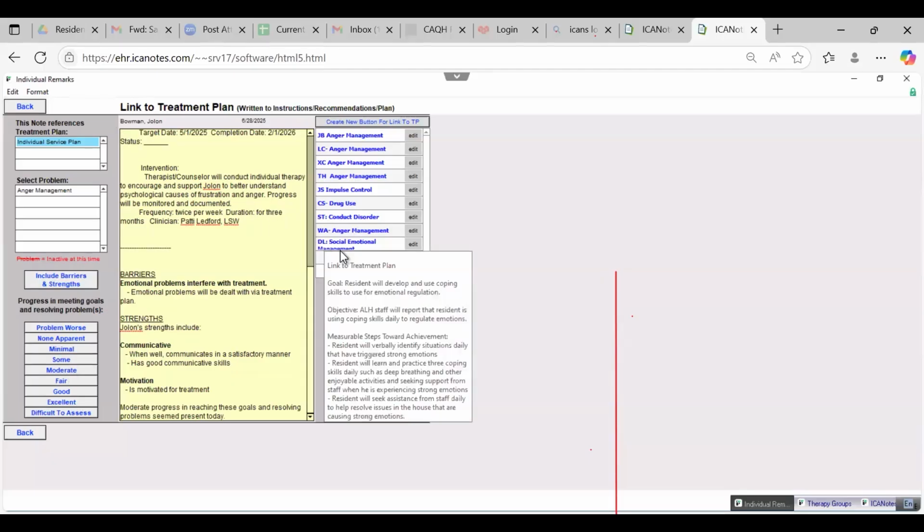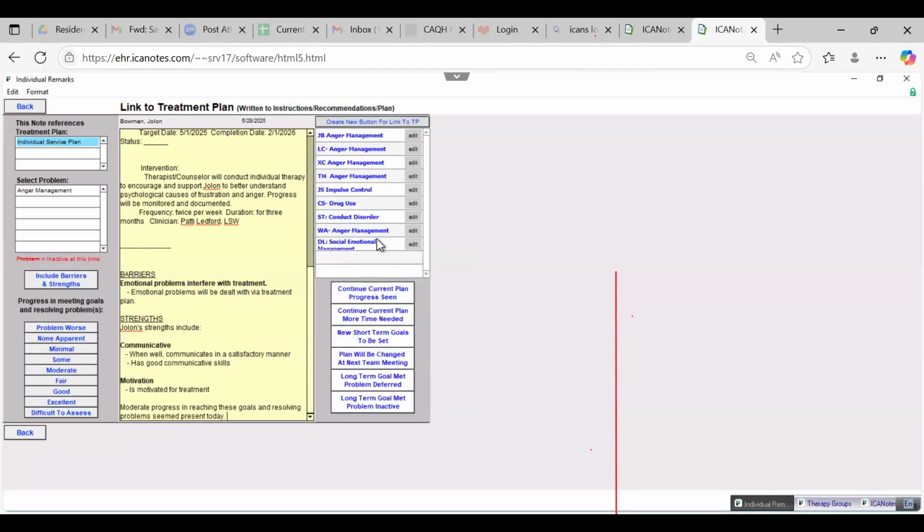Okay. So this is, I'm going to go back to this part. This is where we tell how much progress is made and if we're going to keep working on this goal. All right. So continue current plan and progress seen. So we want to continue still on working on some anger management, but he is making progress though. You all see the other options: continue current plan, more time needed, new short-term goals to be set, plan will be changed at next team meeting. These are the options that we'll choose once we get to their treatment plan needing to be updated. By the way, we update treatment plans every 90 days, every 3 months. Okay.